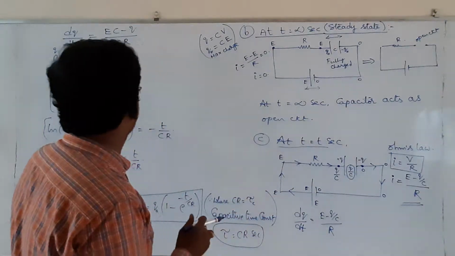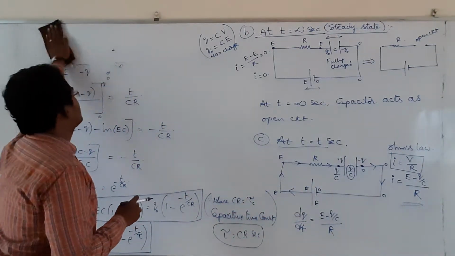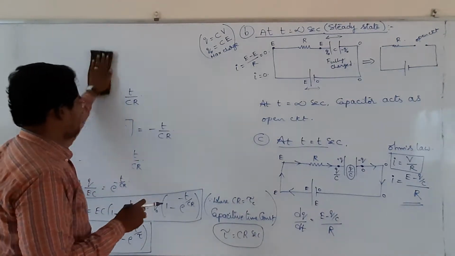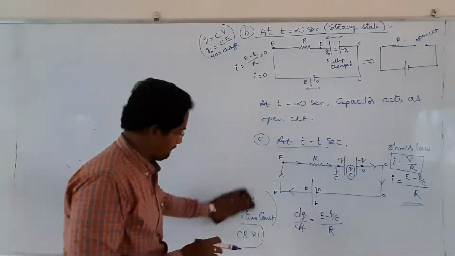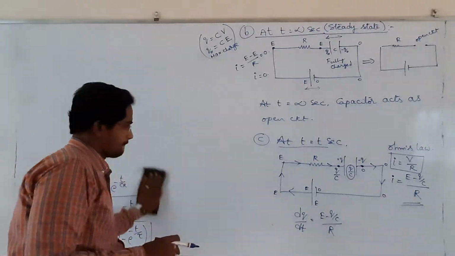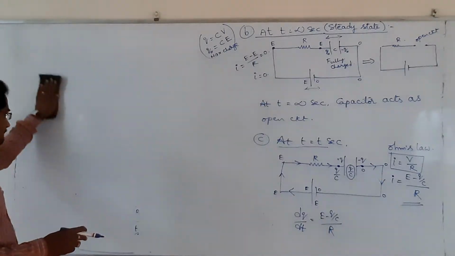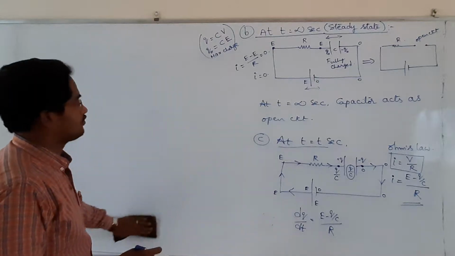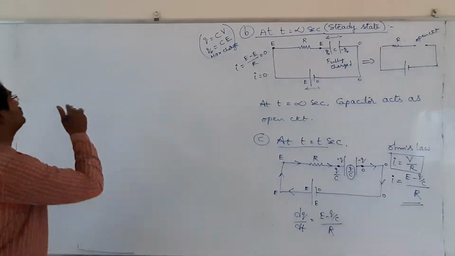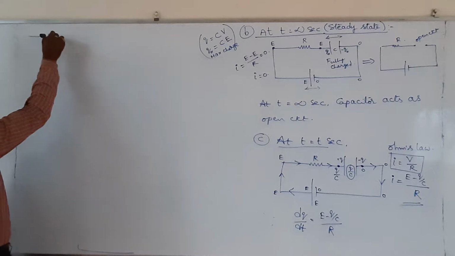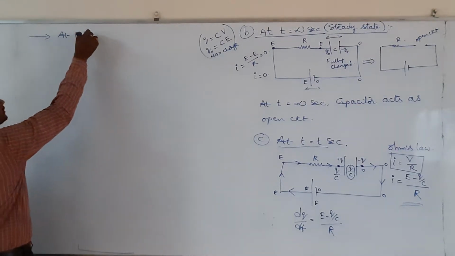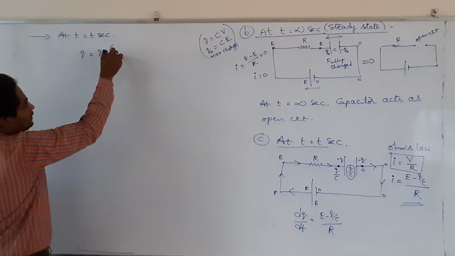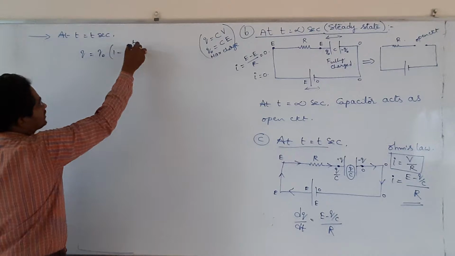Okay, so now let's see its continuation. Now, the current and charge at t equal to t seconds. What is the charge value obtained? Q naught into 1 minus e power minus t by CR.